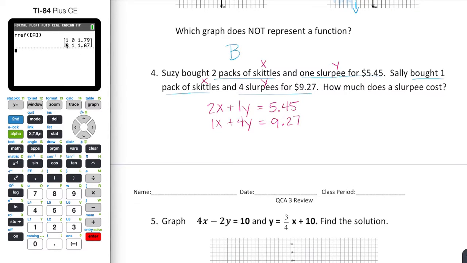So our first variable, our X, is going to be $1.79. And then our second one, Y, is going to be $1.87. So it asks how much does a Slurpee cost. So our Slurpees are the Y's. So that means a Slurpee costs $1.87. And that is our final answer.